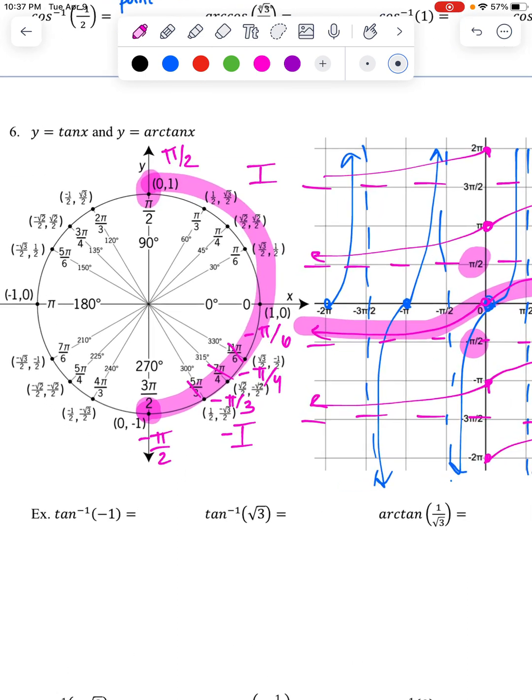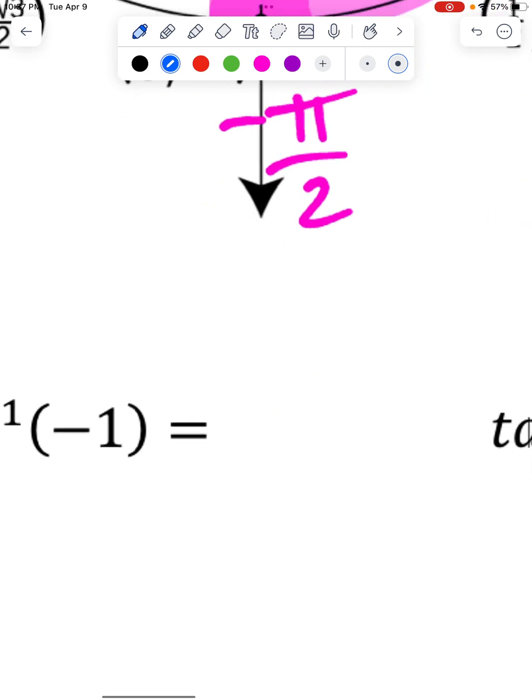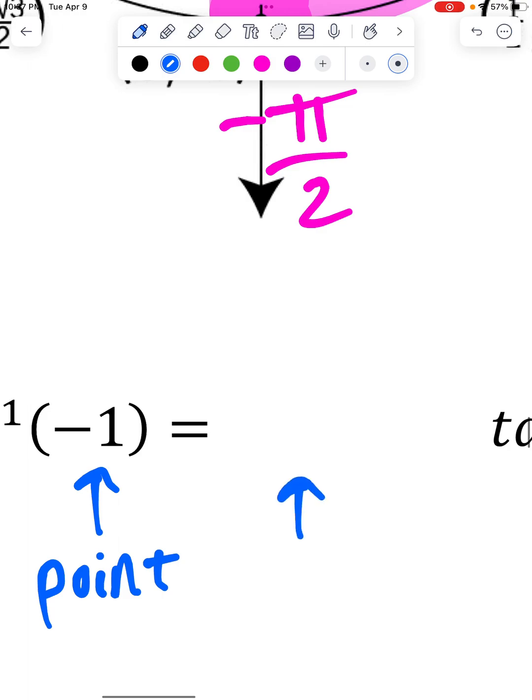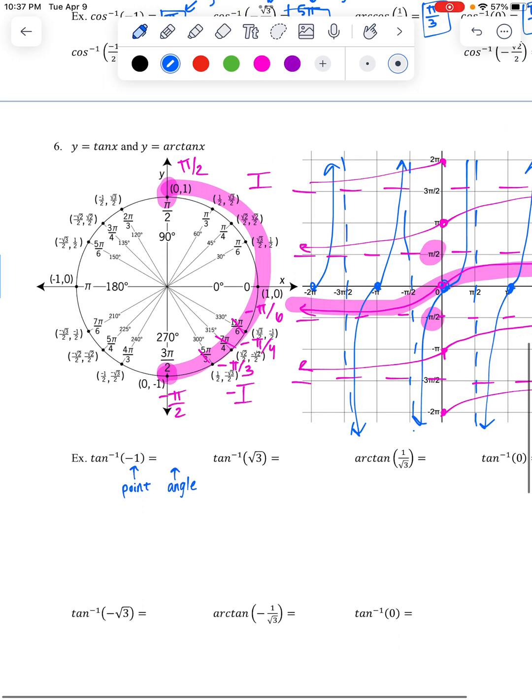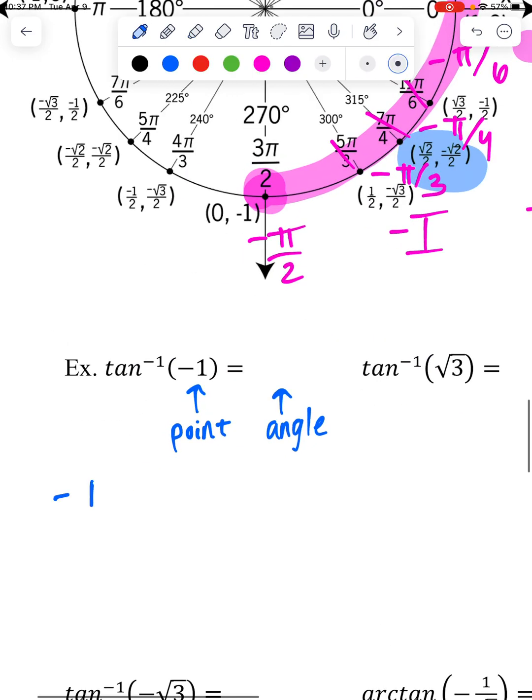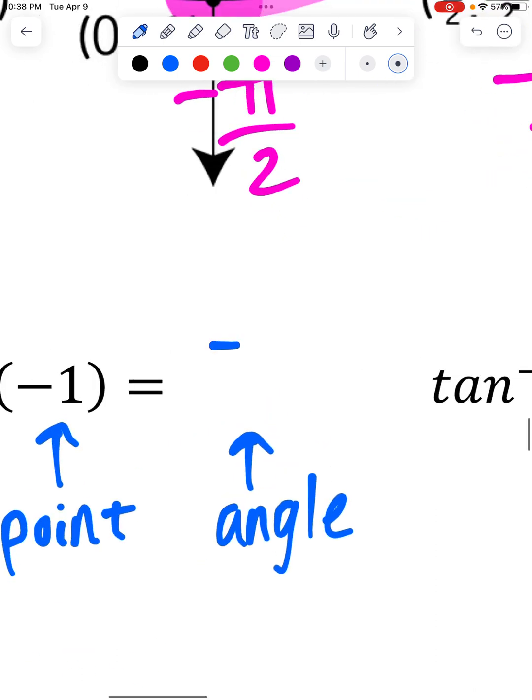All right, inverse tan of negative 1. So again, same as before, this is input point, output angle. So I want to know where tangent equals negative 1. Well, that's going to happen right here because the y and the x are the same thing. Tangent's y divided by x, so I would get negative 1 there. Negative root 2 over 2 divided by root 2 over 2 is negative 1. And so that angle is negative pi over 4.